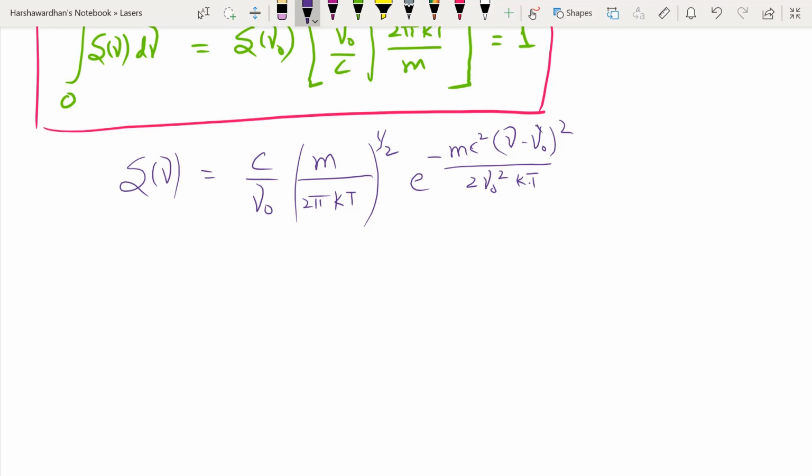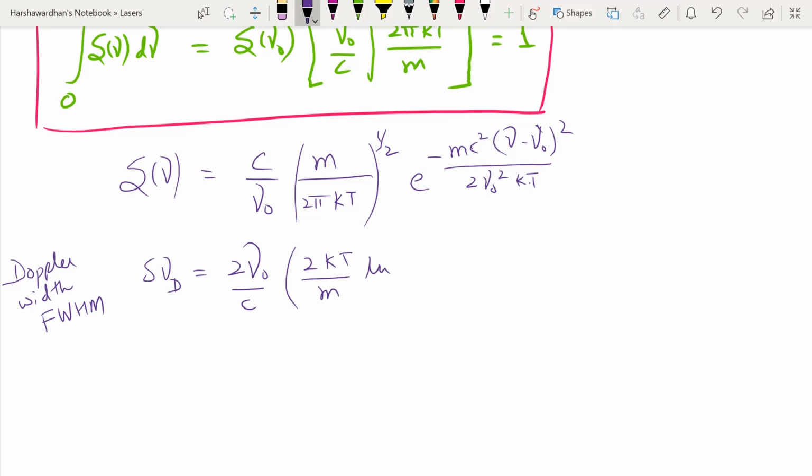And you see that I can identify delta nu Doppler as the Doppler width, and by this I mean the full width at half maxima. This Doppler width can be written in this form. It is 2 nu naught by c, I'm just identifying it from the exponent itself, and this is 2 kT by m, and this is log 2. Why did I include this log 2? You will get the logic soon.